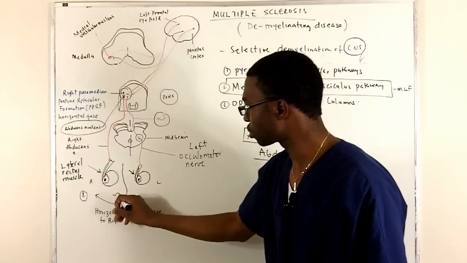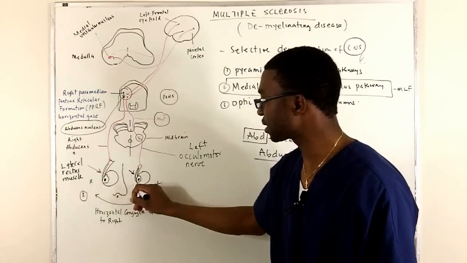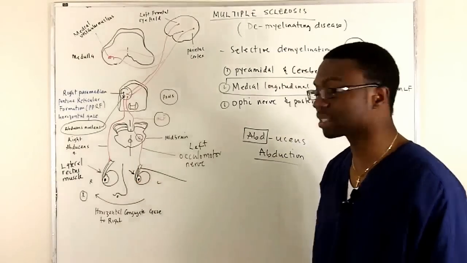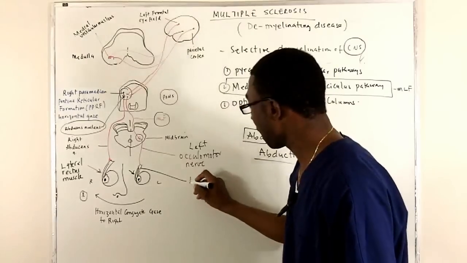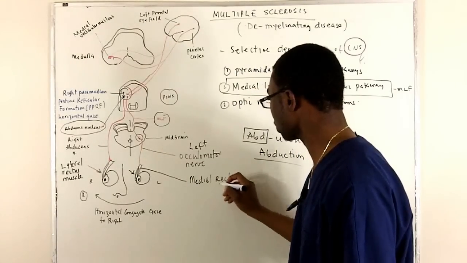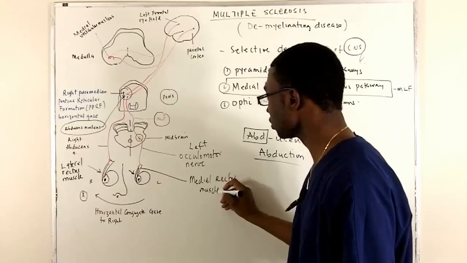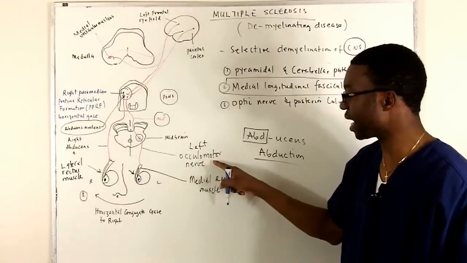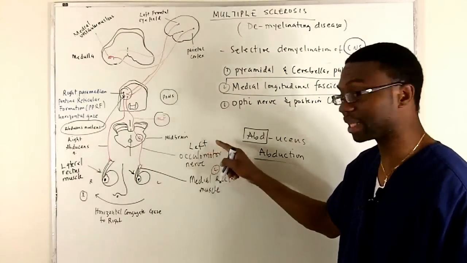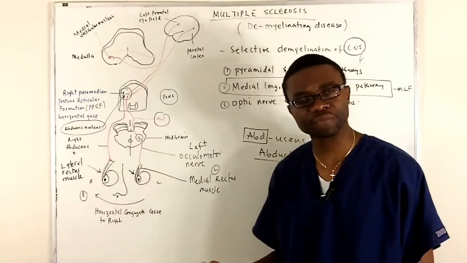This is our nose. This is the right side. This is the left side. This is the medial aspect of the eye. So what muscle do you think that's going to be? Well, that should be the medial rectus muscle, which is innervated by the left. So that will be the left medial rectus muscle, which is innervated by the left oculomotor nerve.